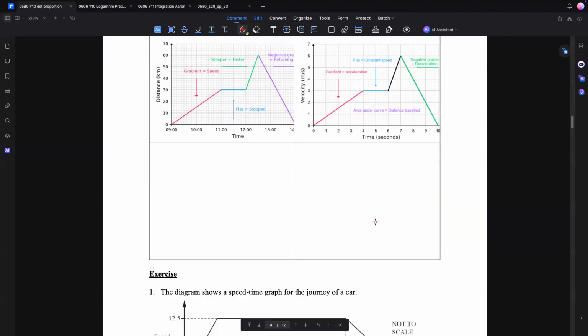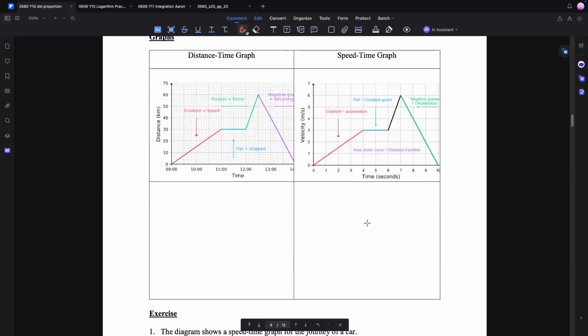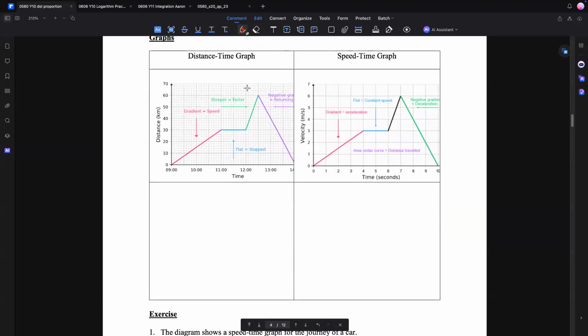All right, then let's look at the next chapter. It's going to be your graphs. So you have your two graphs here, distance time graph and speed time graph. The only thing here that is changing is the y-axis. For distance time graph, it's going to be distance. The speed time graph is going to be your velocity in meters per second.